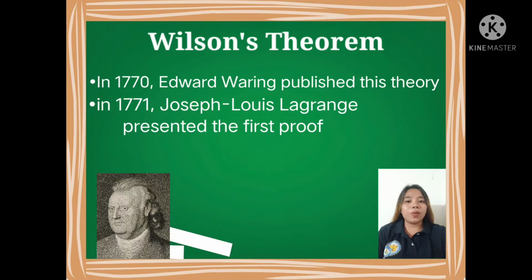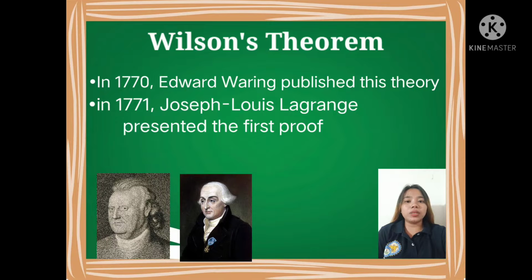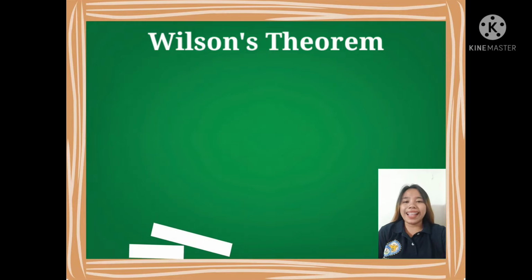In 1771, a French mathematician, Joseph Louis Lagrange, presented the first proof. There is evidence that Leibniz was also aware of the result a century earlier, but he never published it. Now, let's talk about Wilson's theorem.